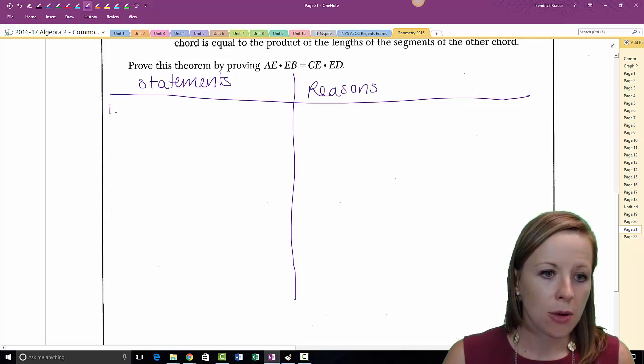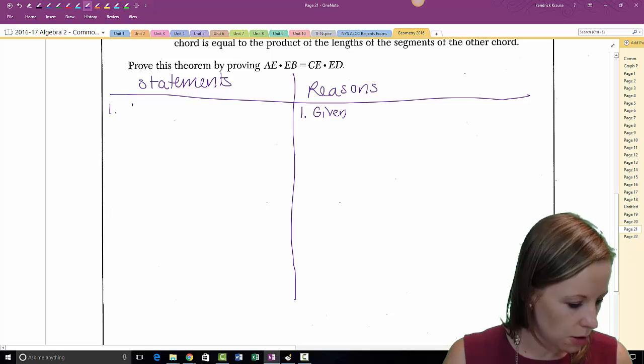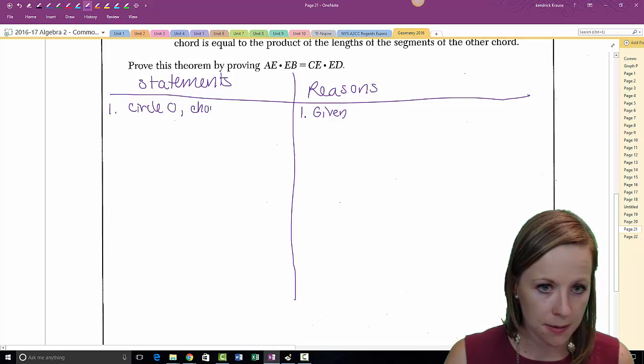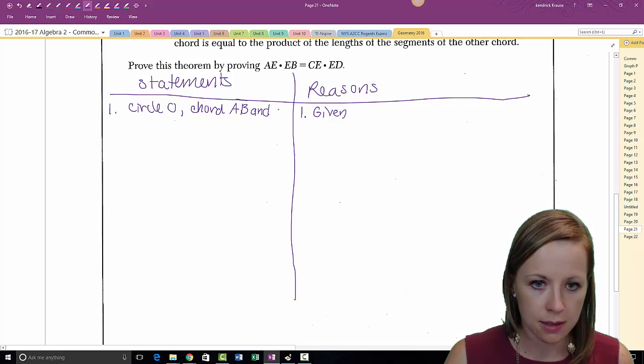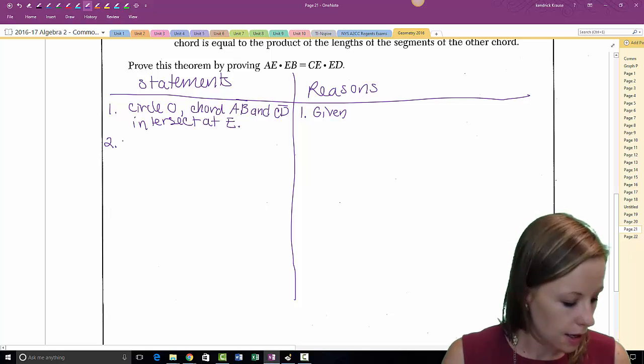Okay, number 1 is going to be my given. I'm just going to write: Circle O, chords AB and CD intersect at E. That's it. The next thing I did was draw in those lines.